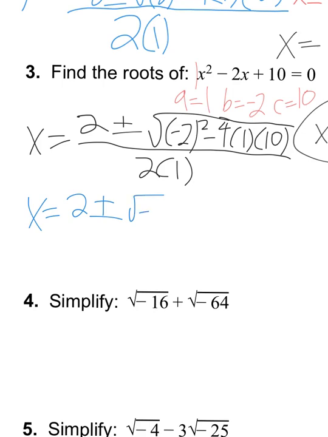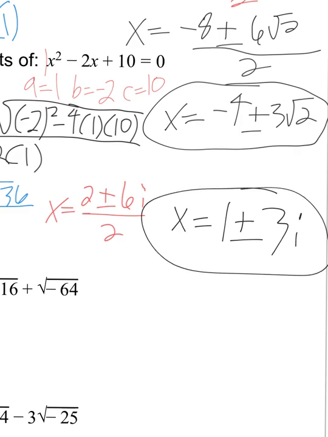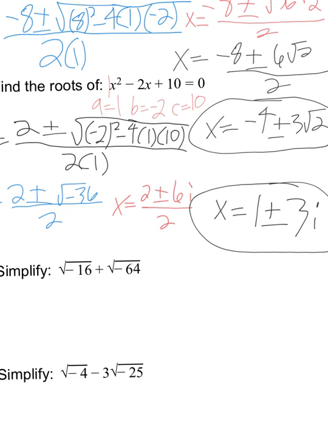So the square root of negative 36 over 2 times 1, that's 2. The square root of negative 36 would be 6i. So I'm going to write x equals 2 plus or minus 6i over 2. And like the last one, they can both divide by 2. So x equals 2 divided by 2 is 1, and 6 divided by 2 is 3. So I'm going to say 1 plus or minus 3i for my answer to number 2.